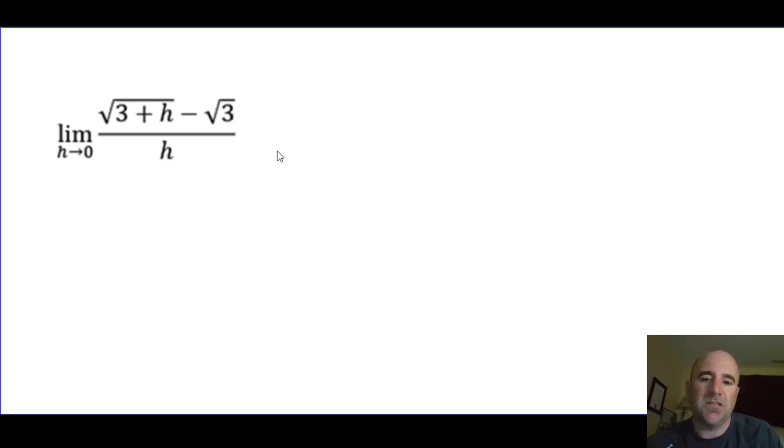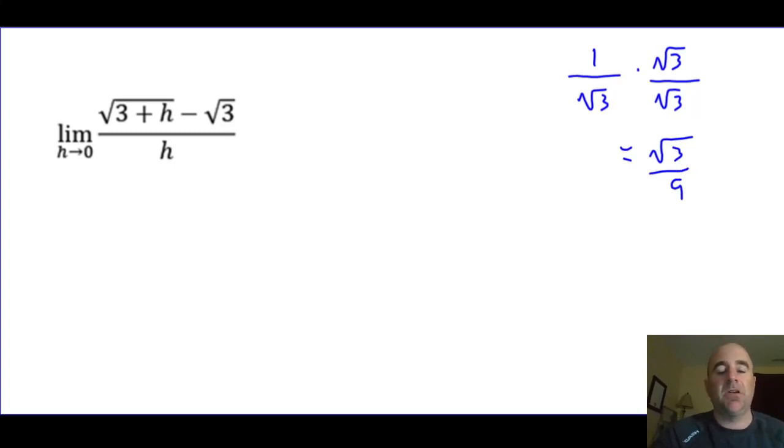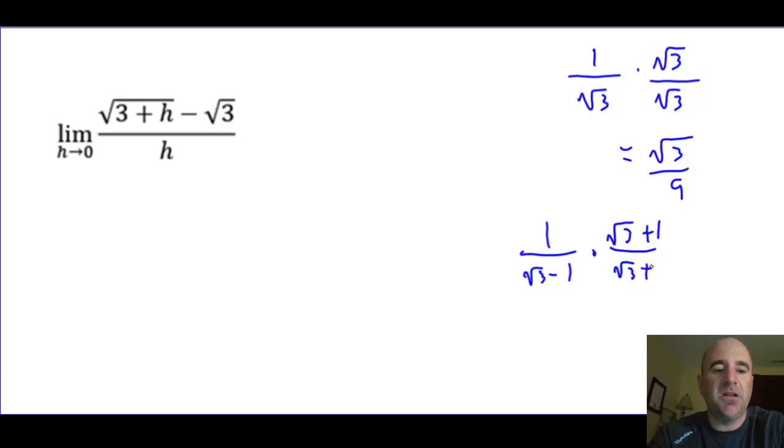You've probably seen rationalizing the denominator before. It's where you take something like 1 over root 3 and multiply by root 3 over root 3 so that the denominator becomes a rational number. It's a little more difficult when you have something like 1 over root 3 take away 1. How do you rationalize that? Well, you multiply by what's called the conjugate, which is root 3 plus 1 over root 3 plus 1.